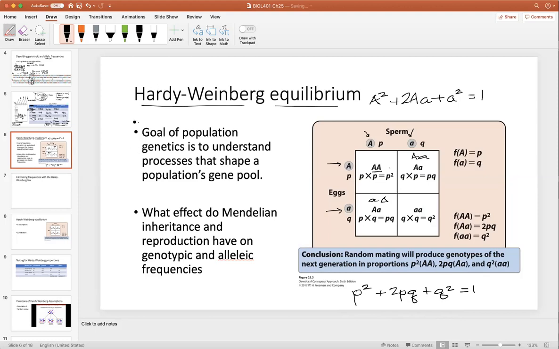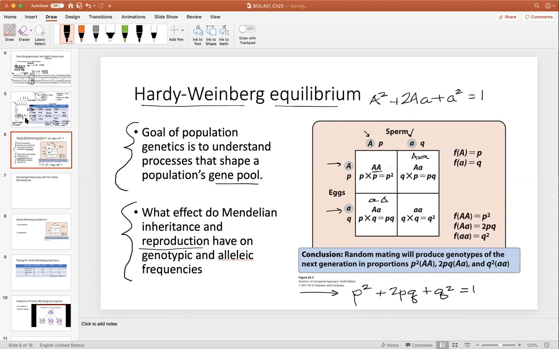So we can actually use this to do a couple of things. We can use this equation to help us understand what our gene pool looks like. We can use it to get some information about our gene pool, and we can use it to predict what would happen after individuals start reproducing in this gene pool. Is it going to have an effect on our genotypic and allelic frequencies? Well, we can use this equation to tell us something about those 2 things.